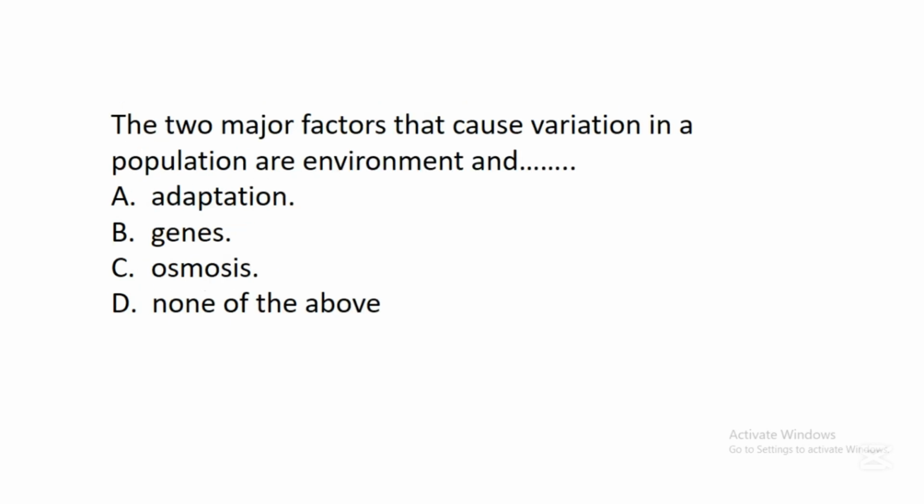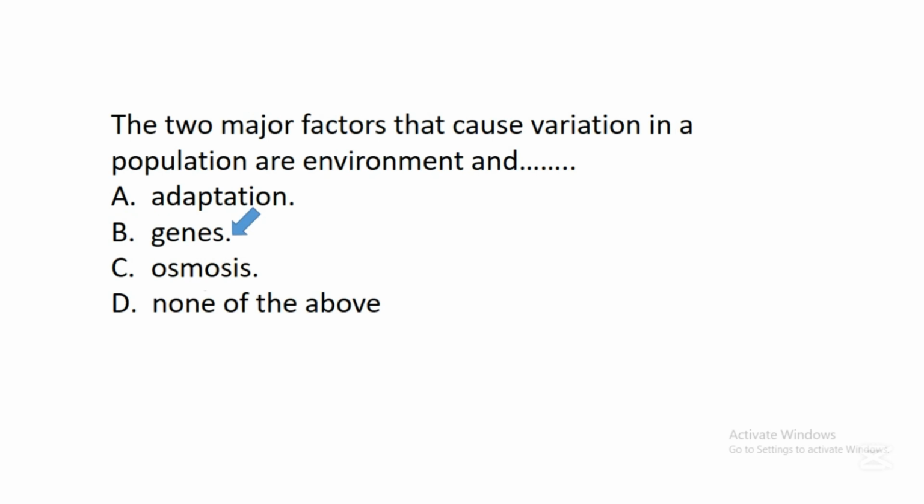The next question says, the two major factors that cause variation in a population are environment and dash. A. Adaptation. B. Genes. C. Osmosis. D. None of the above. In this question, the correct answer is B.